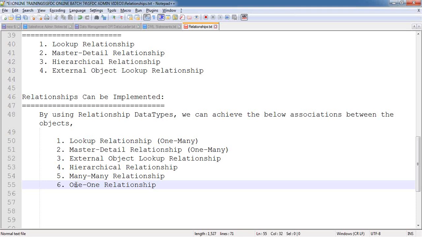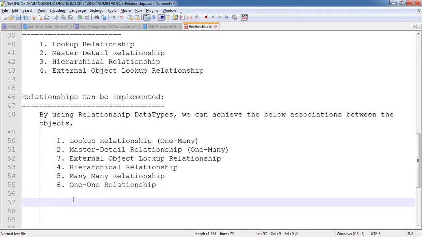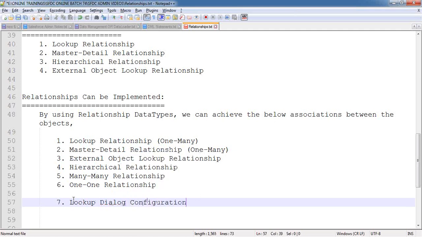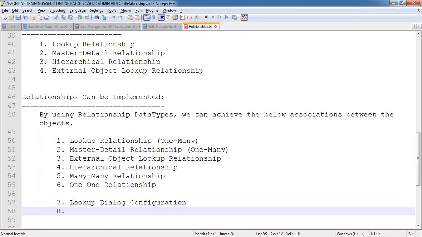So with the help of this relationships feature, we can achieve all these six kinds of associations between two objects. As part of these relationships, we are going to discuss some more features also, like the lookup dialog configuration, and then the lookup filter configuration.